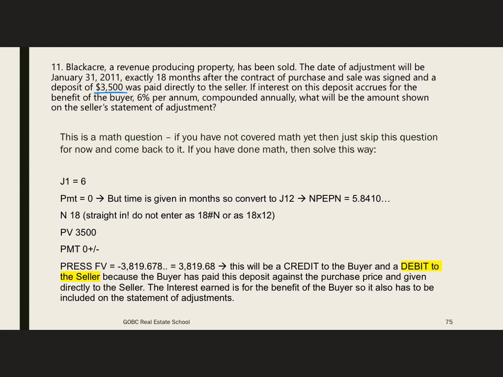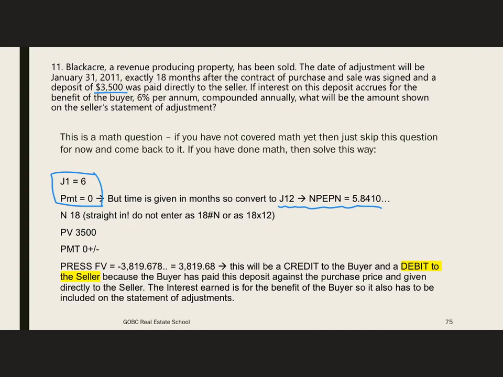So basically you would enter $3,500 for the PV, and then your future value is what you're finding, because the future value in an interest accruing loan includes the original PV, the original amount, and all of the interest that's accrued to date. So you just go ahead and solve using your beginning box. J1 equals 6. There are no payments. The time is given in months, so we have to convert it to a J12.